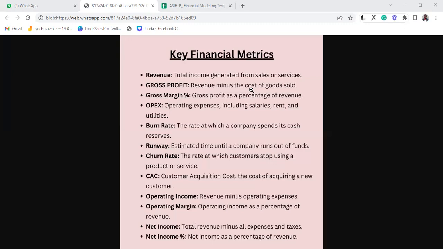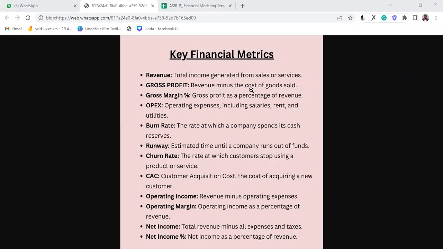Okay. So we have what we call the operating income. So here is your revenue minus your operating expense. After your revenue, you minus your operating expense, all the salary and all that. So that gives you your operating income. So you can now know what your operating income is. So we have the operating margin. Okay, so the operating margin here is operating income as a percentage of revenue.